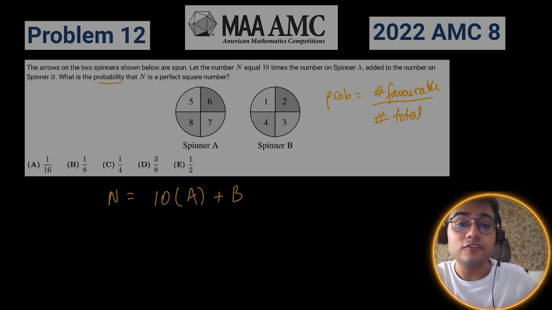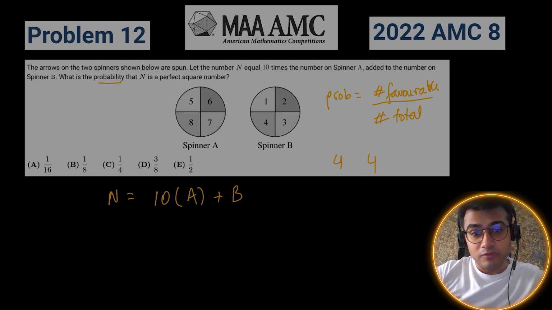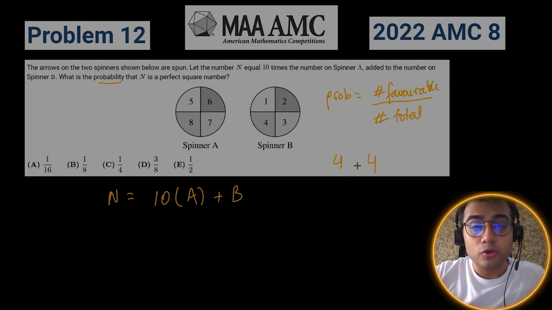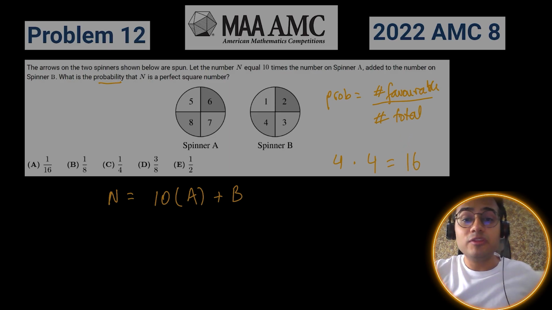Now, first off, let's find the total number of possibilities we can have. There are four possible choices for A, and there are four possible choices for B. So since they are independent events, to find the total number of possibilities, we can multiply them together. So the total number of choices we have is 16. Okay, that's the total. Now, how many of them are favorable?